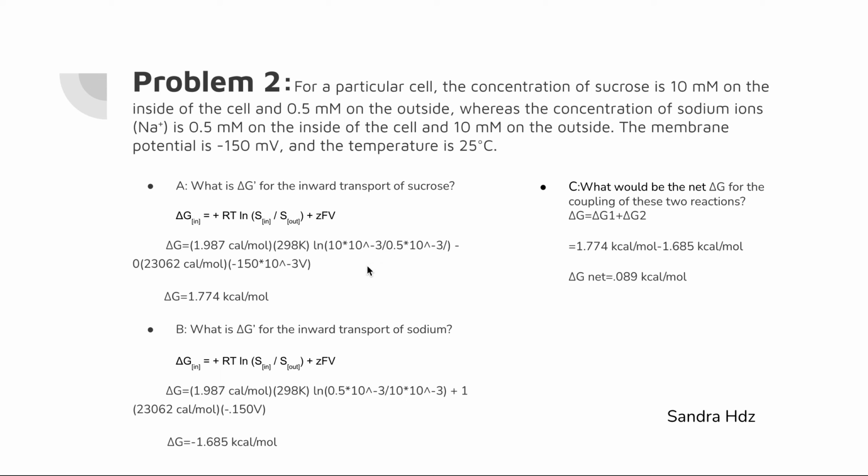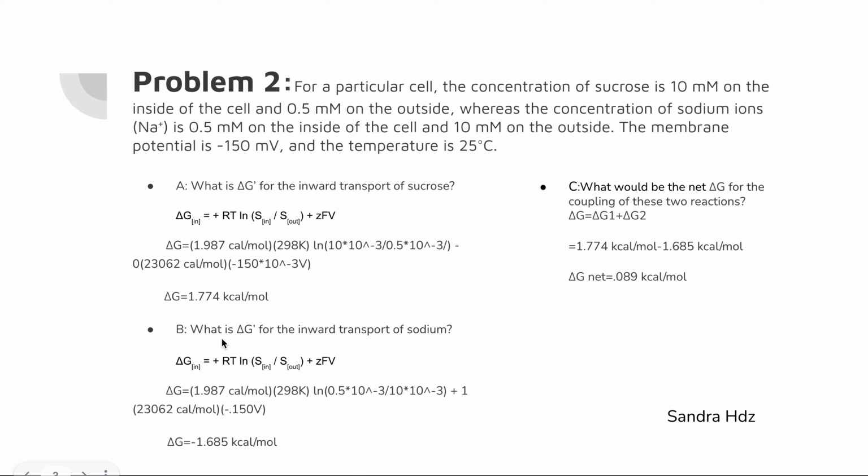So since sucrose does not have a charge, the charge is 0, as you can see. And if one number is 0, the whole thing is 0. However, you can see, let's say if you did do the math, it's 0 times 23062 times negative 150 times 10 to the negative third. So the final answer is 1.774 kilocalories per mole. When you do get the final answer, it does not come to you as kilocalories, it'll come to you as calories. So originally it was 1,774 calories converted to kilocalories.